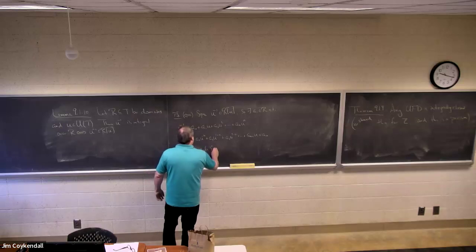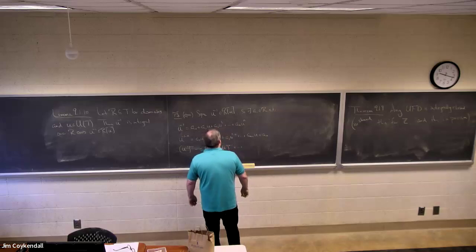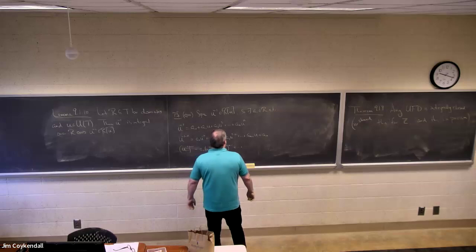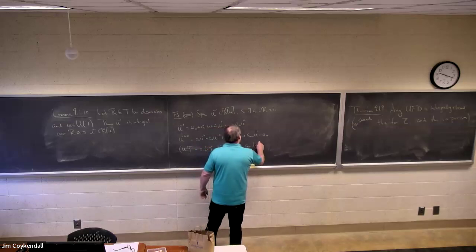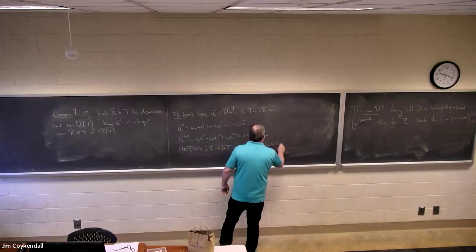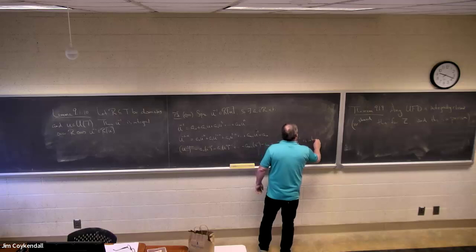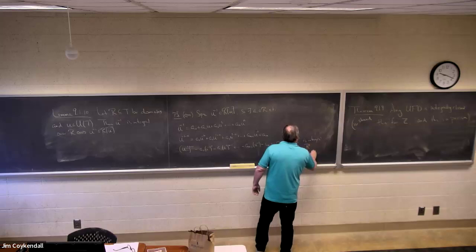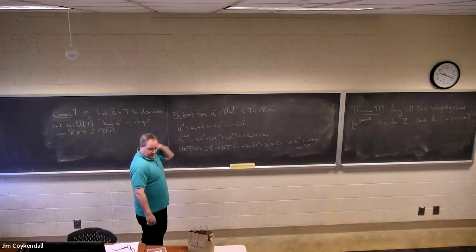So U inverse is a root of this monic polynomial with coefficients in R. Am I good with that?